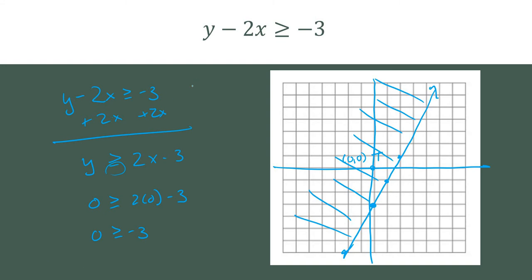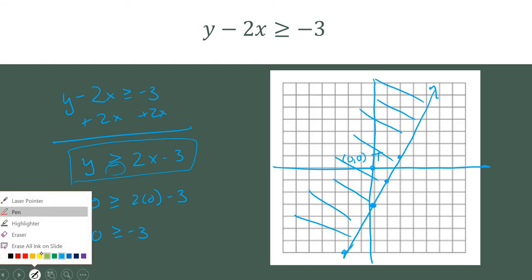So the process is solve the equation so we can graph the border line, put the border line in, decide whether it's dotted or solid, then pick a point to test. If the point is true, I graph that side. If the point is false, I graph the other side. Let me give you those steps.